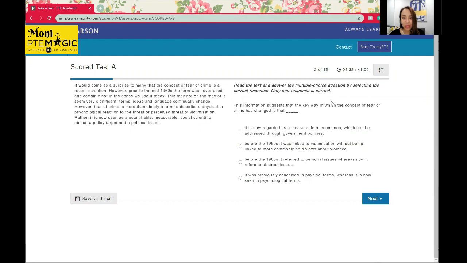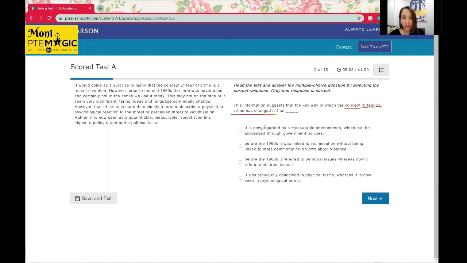Okay, what is the keyword here? Always find the keywords in the question. The key way in which the concept of fear of crime has changed is a specific question. The last question that we had was about the main idea, but this one is asking us to find key information, a specific information. The key way. We have to find the way.